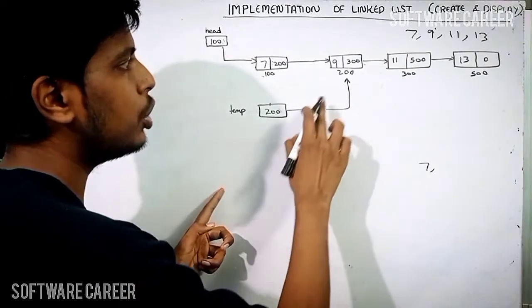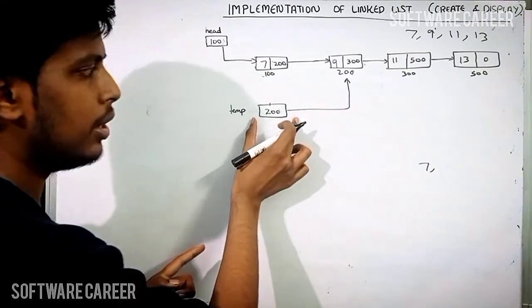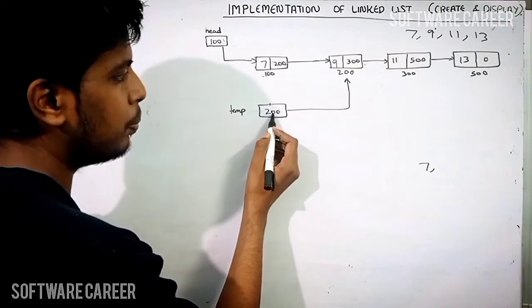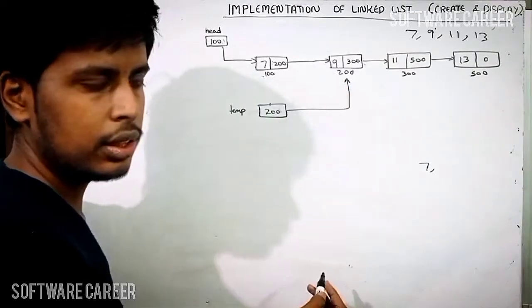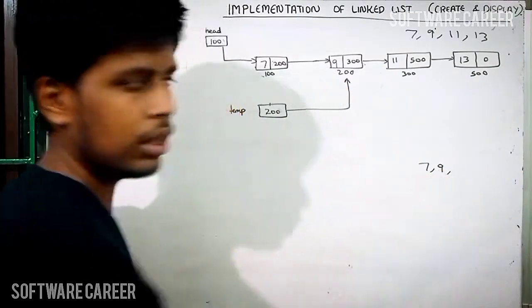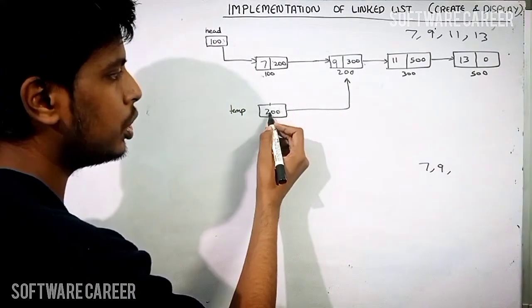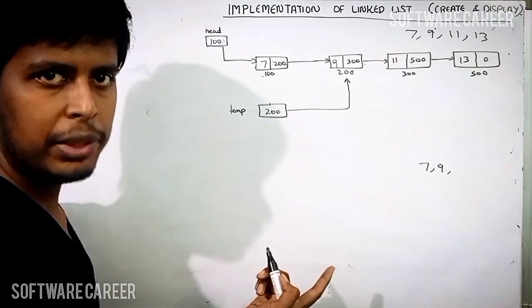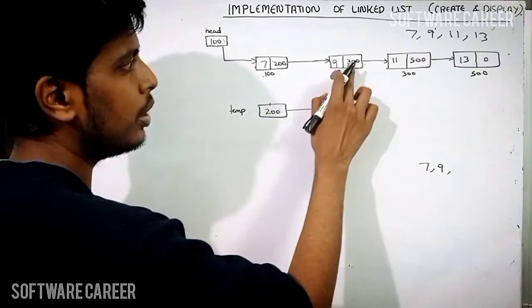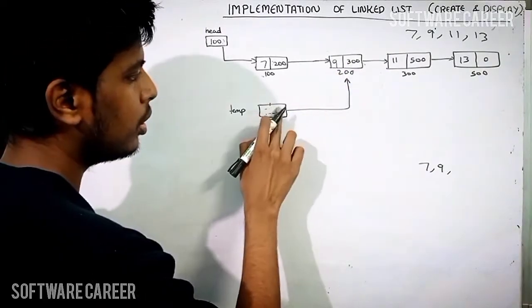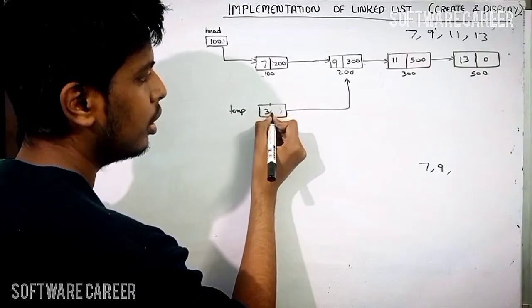Now again I should print the data present in this address. So the temp is 200, and 200's data is 9, so you will print 9. Now I should move the temp pointer to the next node. So you should update this value: temp equals temp next. Temp is 200, and 200's next is 300. So you should write this as 300.